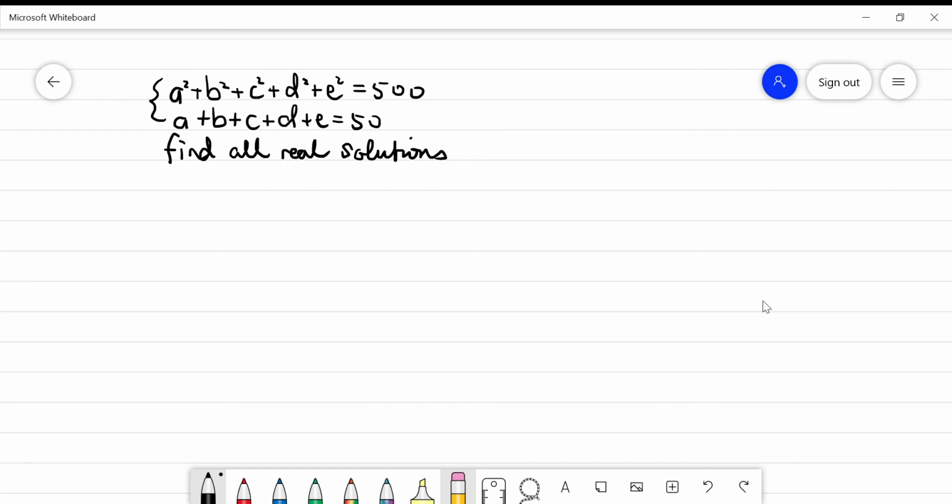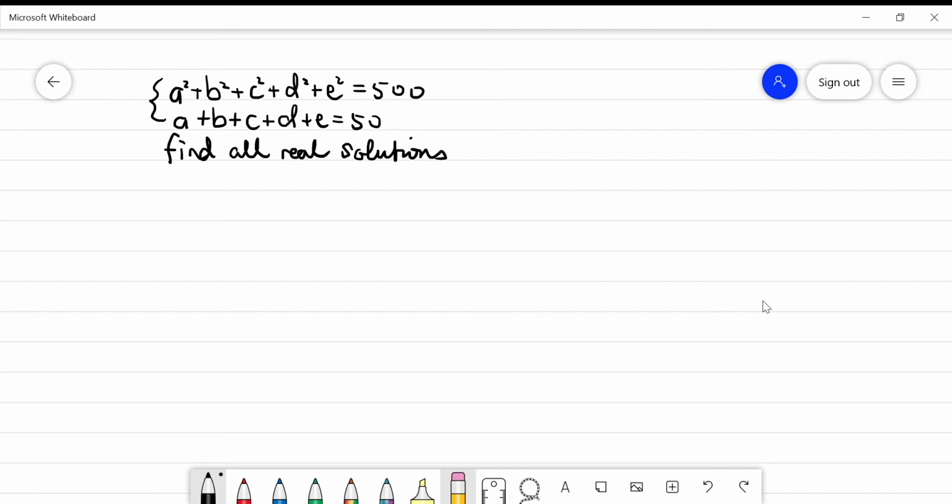Hello everyone, and today I want to share with you a very quick problem. The problem goes like this: given a, b, c, d, e are real numbers which satisfy these two simultaneous equations, we want to find all possible real solutions.